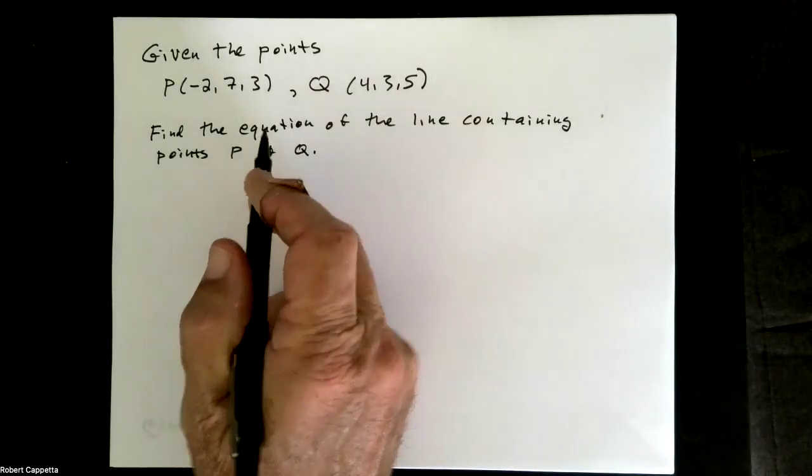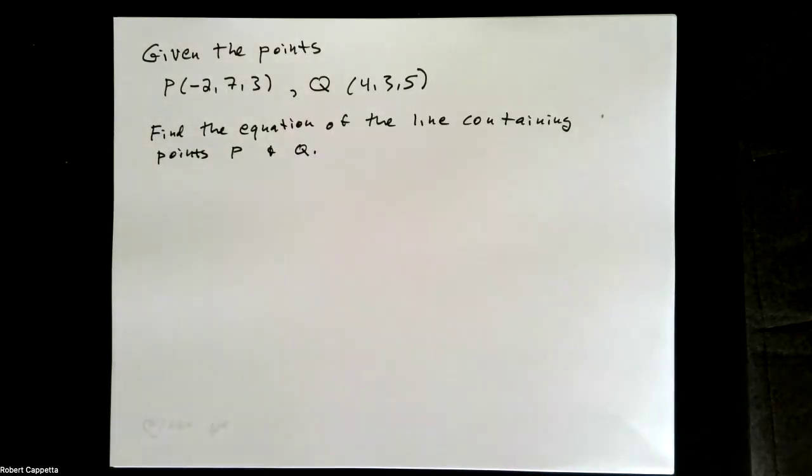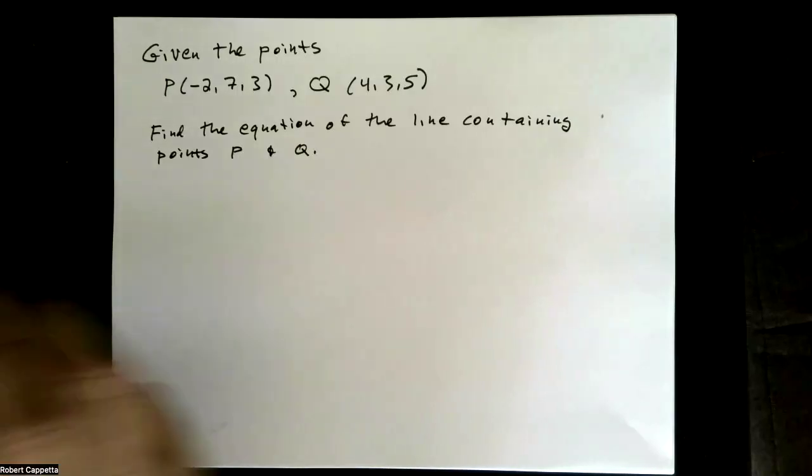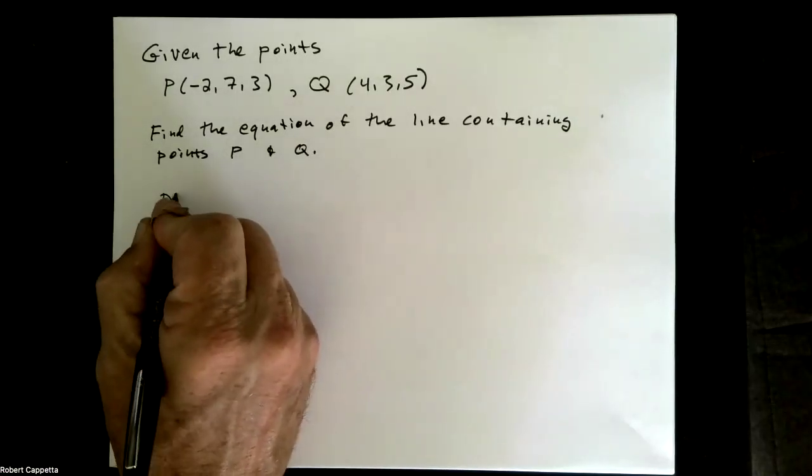Starting with this question: given the points P and Q as listed, find the equation of the line containing those 2 points. So what do we need to do first? Given 2 points, we need to find something equivalent in a sense to slope, namely the direction vector. So what is that direction vector going to be?